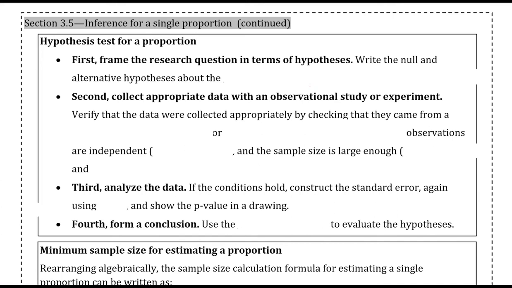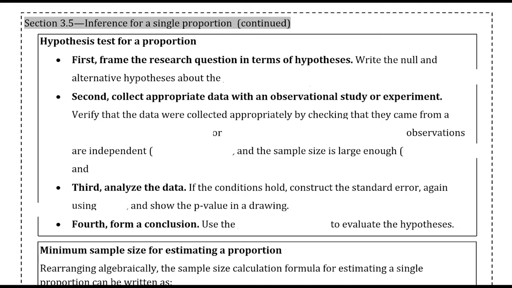This lecture will be the third to cover Section 3.5 for Intro to Statistics, considering inference for a single proportion. This section will cover how we apply a hypothesis test of one proportion, and also how to determine the required sample size when estimating a proportion.